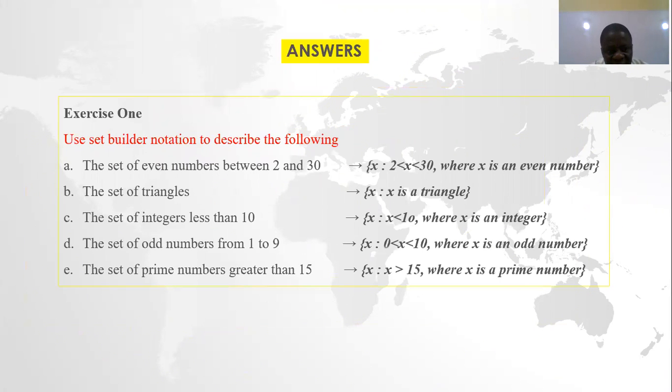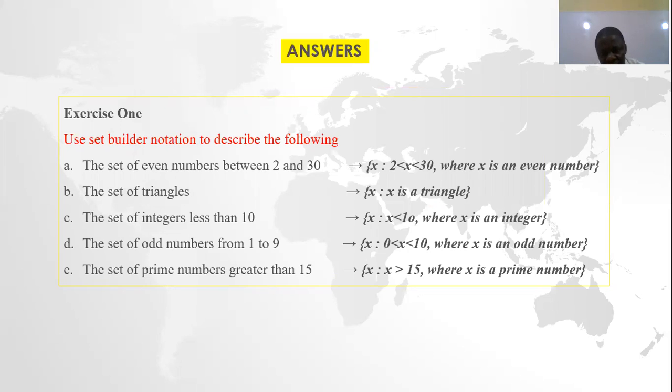The first one is the set of even numbers between 2 and 30. This is how it will be described: x such that 2 is less than x, but x is less than 30, where x is an even number. I take it again. It says even numbers between 2 and 30, meaning 2 and 30 are not included.